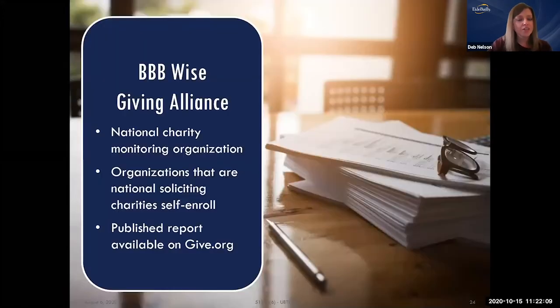And lastly, we'll touch on the BBB Wise Giving Alliance. So they are also a national charity monitoring organization, but the difference here is you actually have to self-enroll to be evaluated by them.